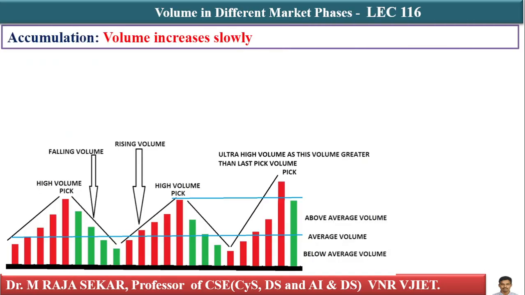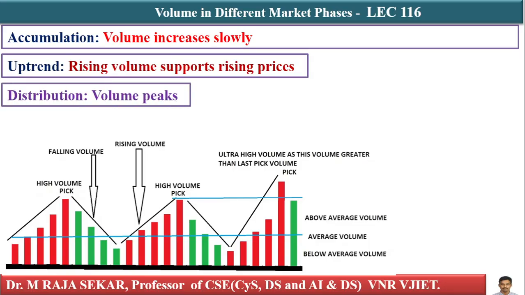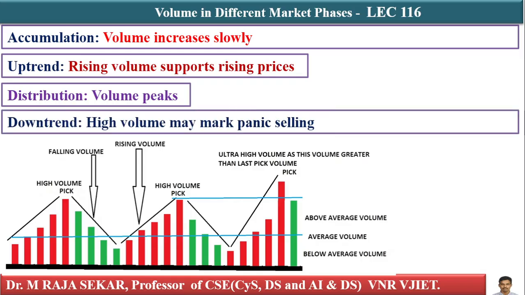I will discuss volume in different market phases. In accumulation, volume increases slowly. I will discuss that in the next class. In an uptrend, rising volume supports rising prices. That is an uptrend, isn't it? In distribution, volume peaks. In a downtrend, high volume may mark panic selling. We will try to understand all these things.